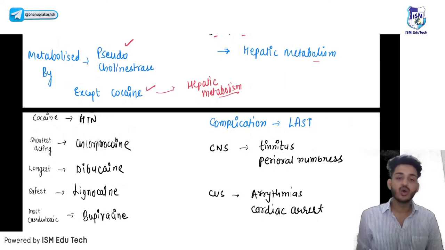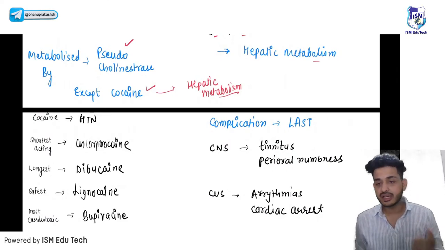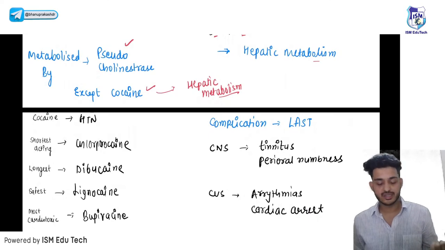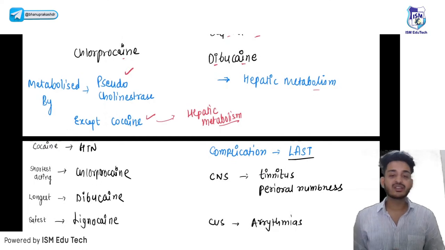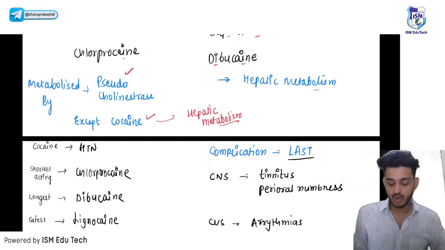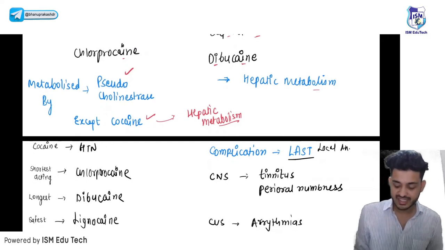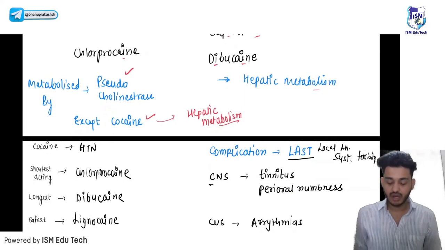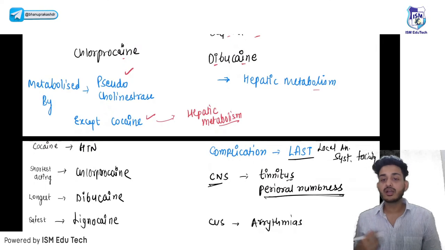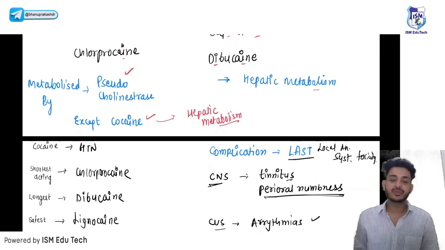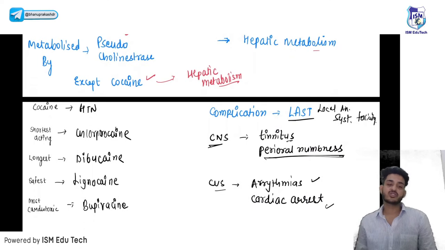So these are the local anesthetic drugs that we are using for regional anesthesia, for local anesthesia. And there are some complications, known as local anesthetic systemic toxicity, LAST. In the CNS, in the brain, we have tinnitus and perioral numbness. The first thing is perioral numbness. In the CVS, it can precipitate arrhythmias and cardiac arrest.